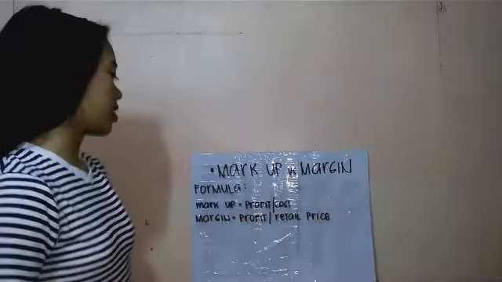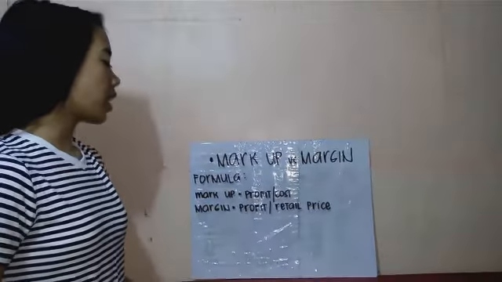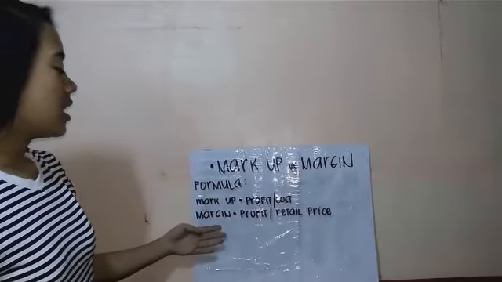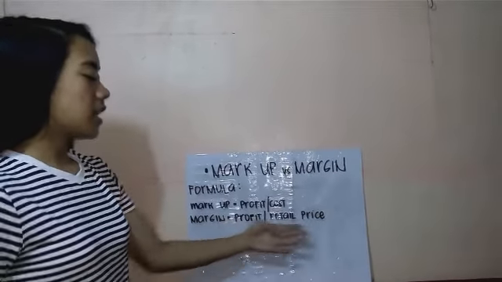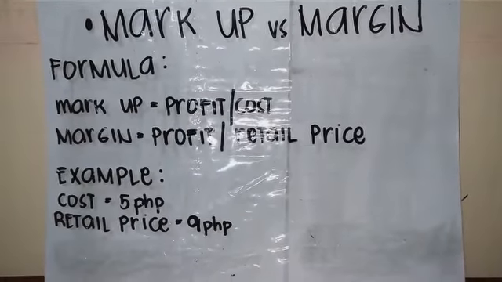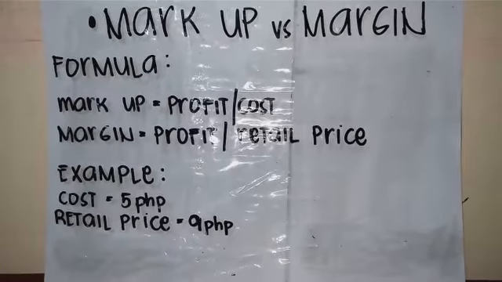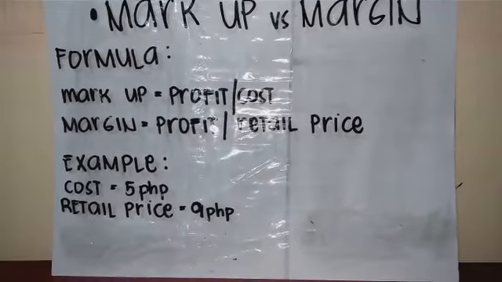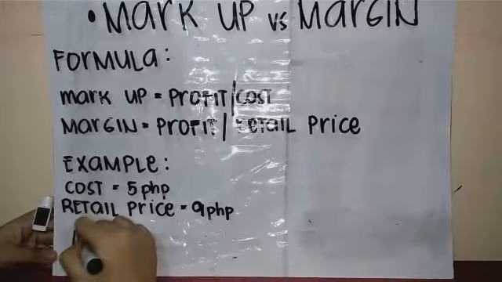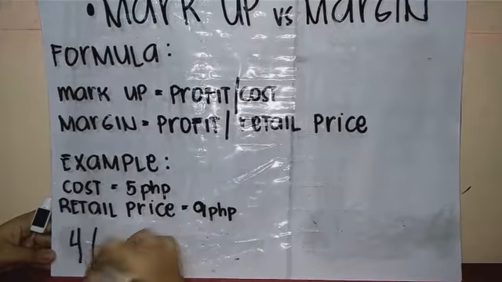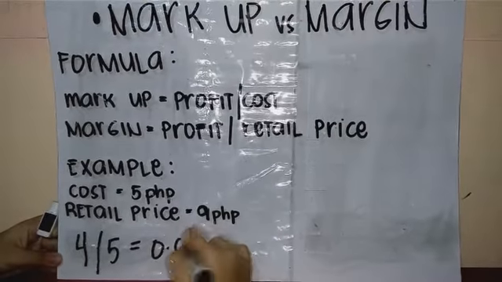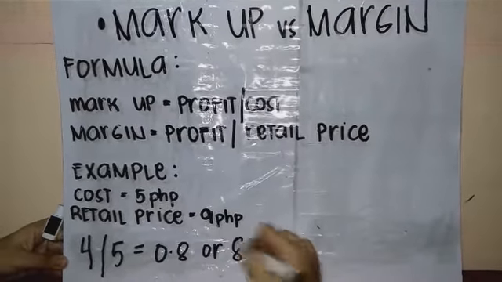So, markup versus margin. Formula. Markup is equal to profit divide cost. Margin is equal to profit divide retail price. So let's assume that the cost is 5 pesos and the retail price is 9 pesos. Let's go first to markup. Markup is equal to profit divide cost, which is profit is equal to 4 and divide 5, the cost, is equal to 0.8 or 80%.